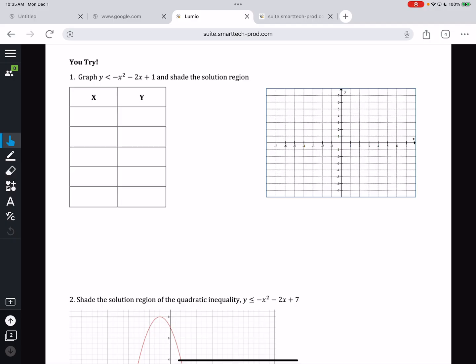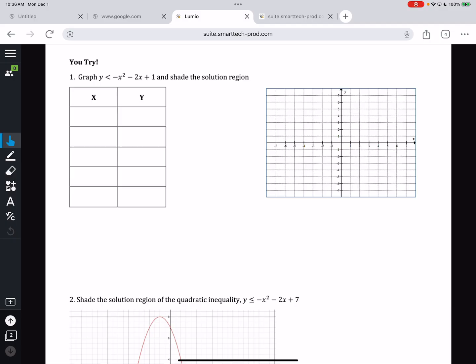Is it going to be solid or dotted? Dotted, because it is not or equal to. And are we going to shade above or below? It's less than, so below. It's an angry face, right? It's sad. Sad face. Sorry, Hensley.